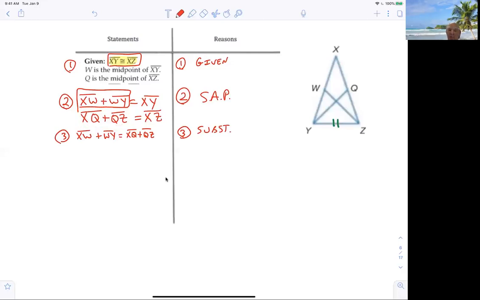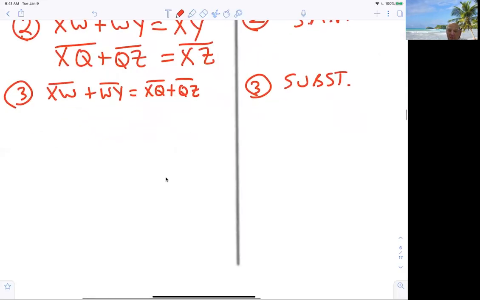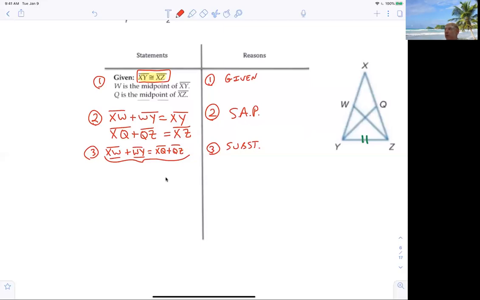Now, traditionally, what we do is we just go step by step, and they usually flow pretty nicely. But in this case, I thought to myself, well, I can't really do anything more here because I don't know that WY is equal to XW, but is that true? Yeah, because why? Definition of midpoint. Thank you very much.